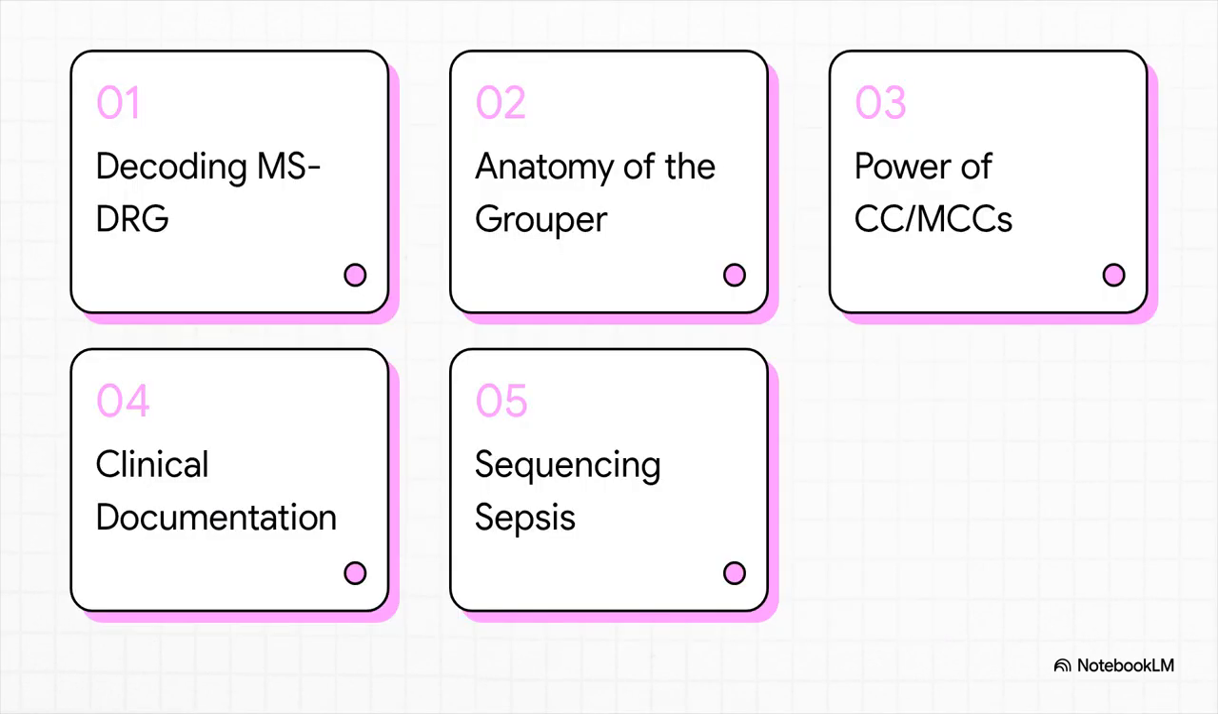Here is our quick roadmap for today's lesson. We'll start with decoding the MS-DRG system, then move to the anatomy of the grouper, followed by the power of CCs and MCCs. After that, we'll hit clinical documentation improvement, or CDI. And finally, we'll wrap up with a masterclass on sequencing sepsis.